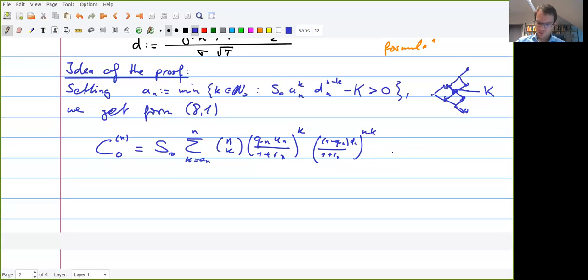n minus K downward movements, and right, you have your discounted. Here you have the discounting factor. This is your B and T. And here again, because all the K's which are less than an are 0 anyway, you don't need to start summing there.